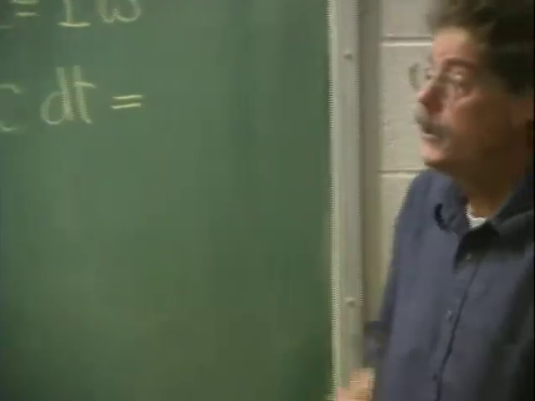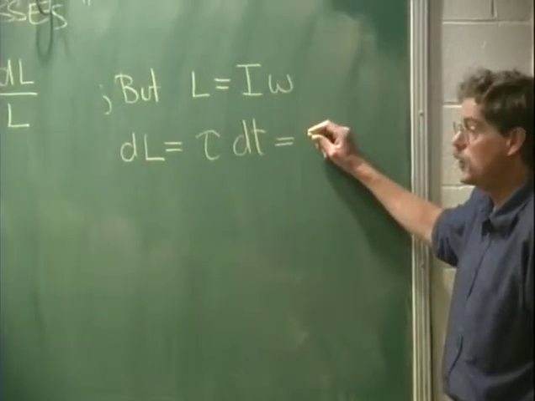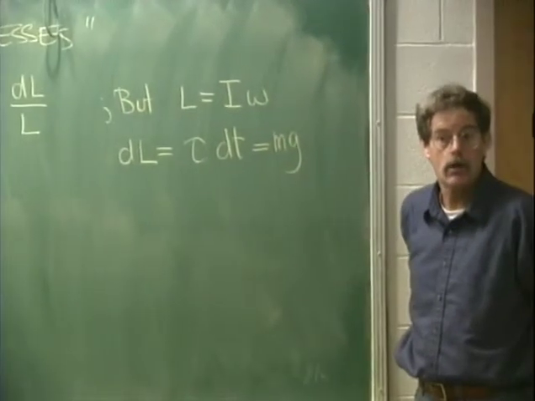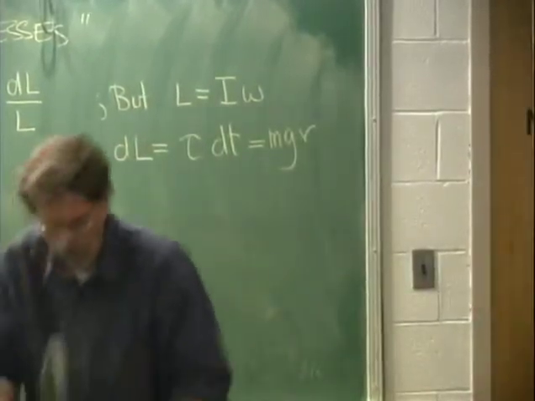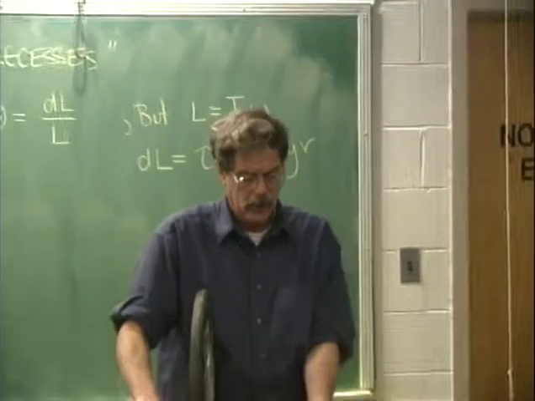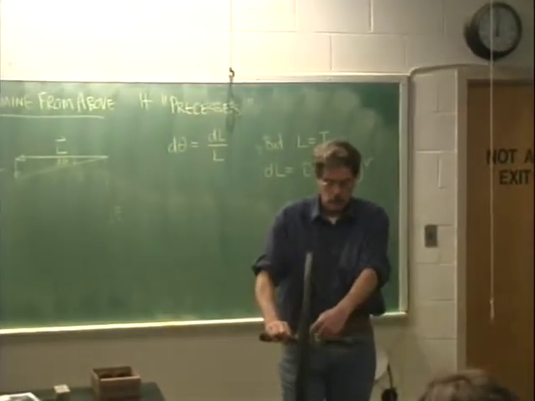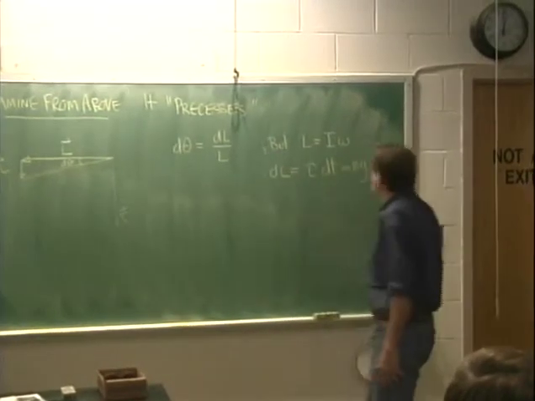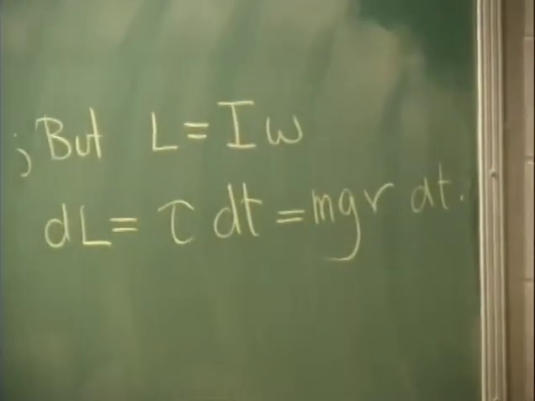What is the torque in this instance? Force times lever arm. Force is mg. Lever arm is r. By the way, what's r on this actual wheel? It would be the distance from the place where I hooked it on to the center of the wheel. So it's about 8 centimeters, from there up to here is the r in question. So the torque is mgr, and the change in the angular momentum is mgr dt.